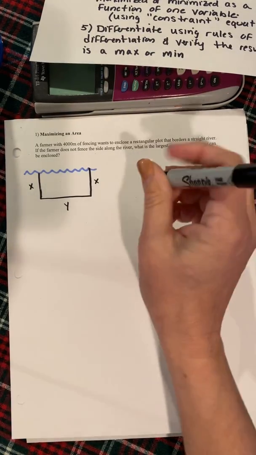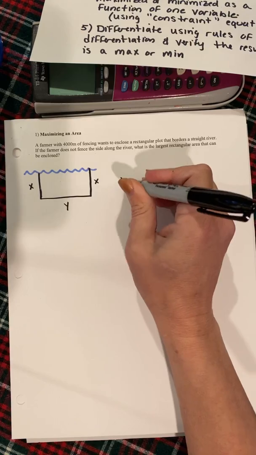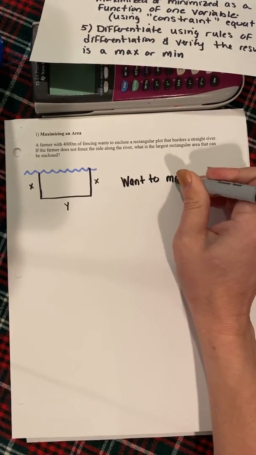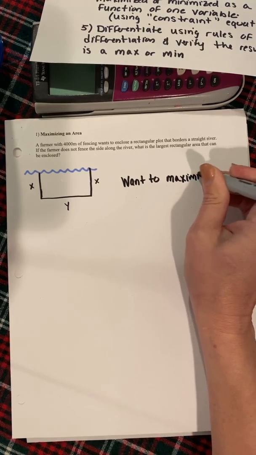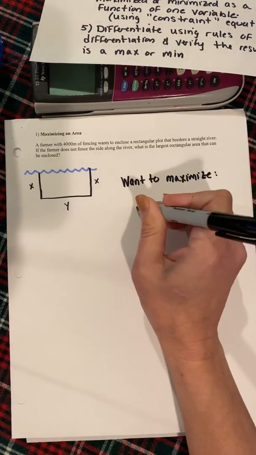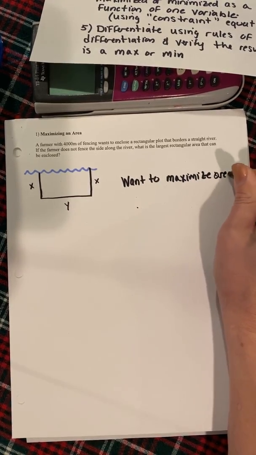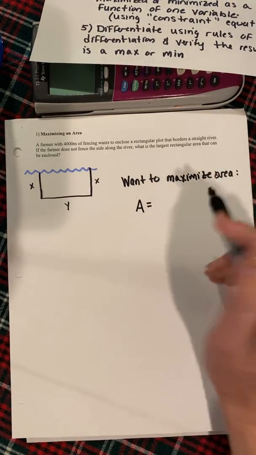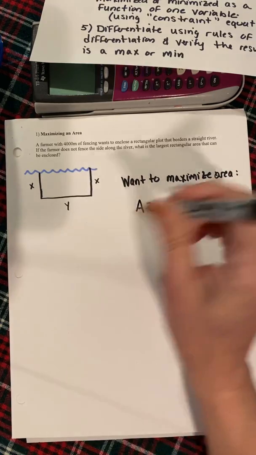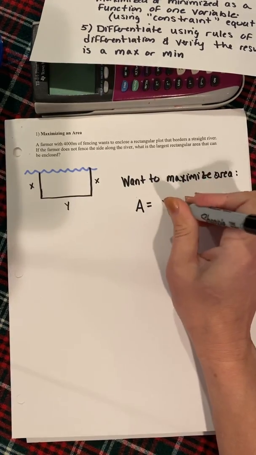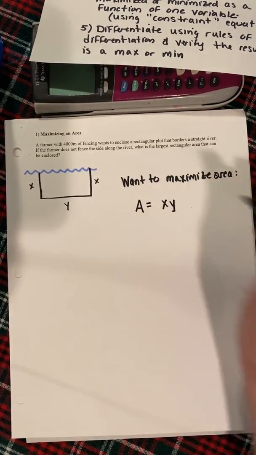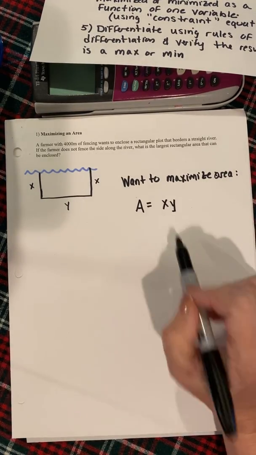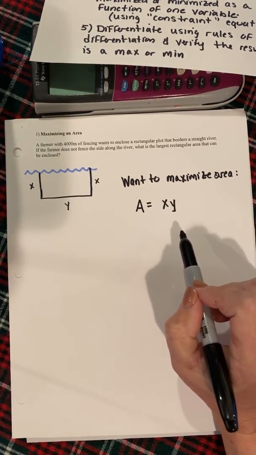And what we want to maximize is the area. Usually I use letters that correspond to what we're talking about to make it easier. So the area of this plot is going to be the length times the width. So here's an example where our area is a function of 2 variables. We want to bring it down to a function of 1 variable. So we want to maximize the area.